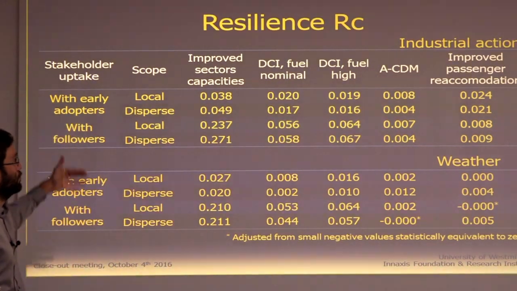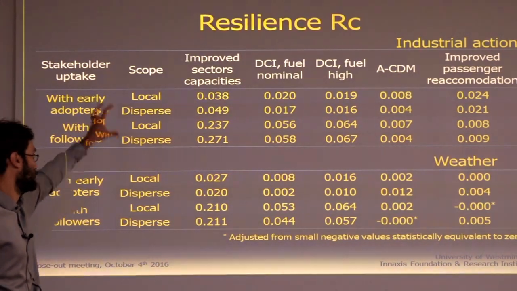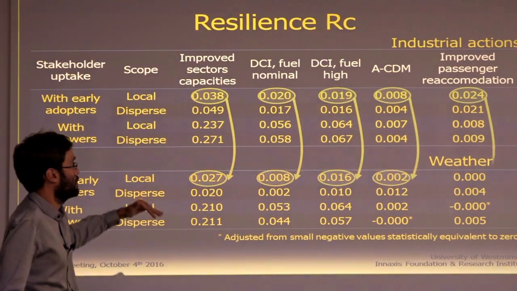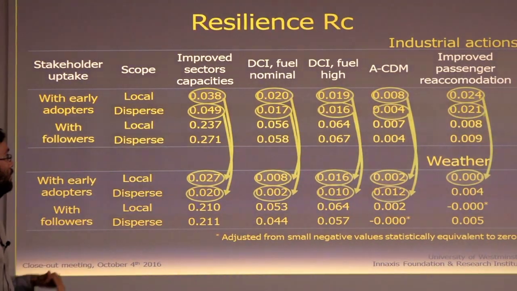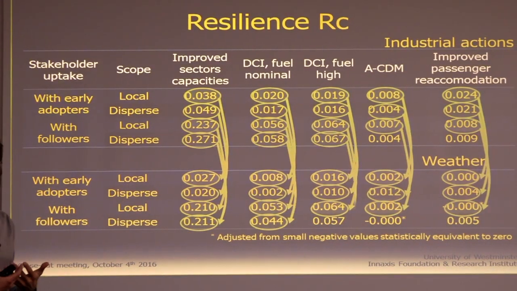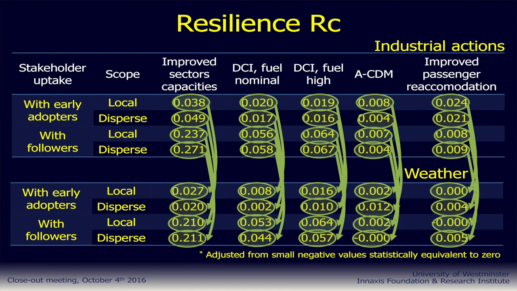For comparison, I have put the two of them one above the other. So those are the results for industrial action scenarios. These are the ones for weather. And as you can see, the values across are comparable and they are in the same order, which means that there is not a very big difference between the type of disturbance, at least for these mechanisms, and at least for the type of disturbance and mechanisms we have been modeling in these scenarios.